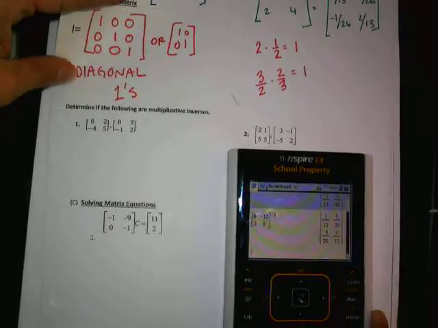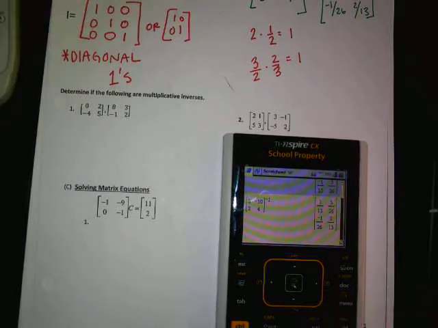All right, so why do you need to know about the identity? For the next 2, it says determine if the following are multiplicative inverses. So the way you prove whether or not these are inverses is by multiplying. If you multiply them and you get the identity, they're going to be inverses. If you multiply them and you get anything else, they are not inverses.